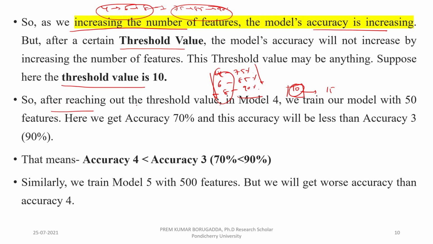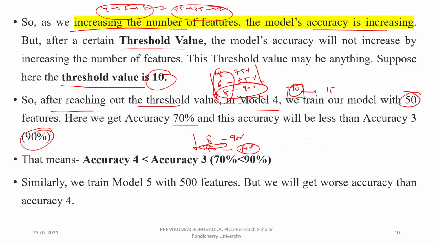After reaching the threshold value of 10, we train model 4 with 50 features, and we got accuracy of 70. This accuracy is less than the 8-feature model, where we trained with 8 features and got 90% accuracy. So with 50 features on model 4 we got 70% accuracy, which means that while increasing the number of features beyond the threshold value of 10, the performance decreases.